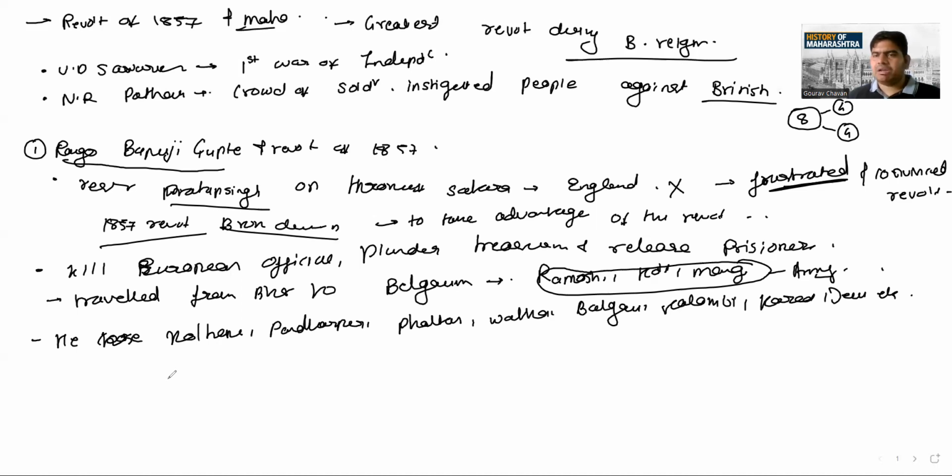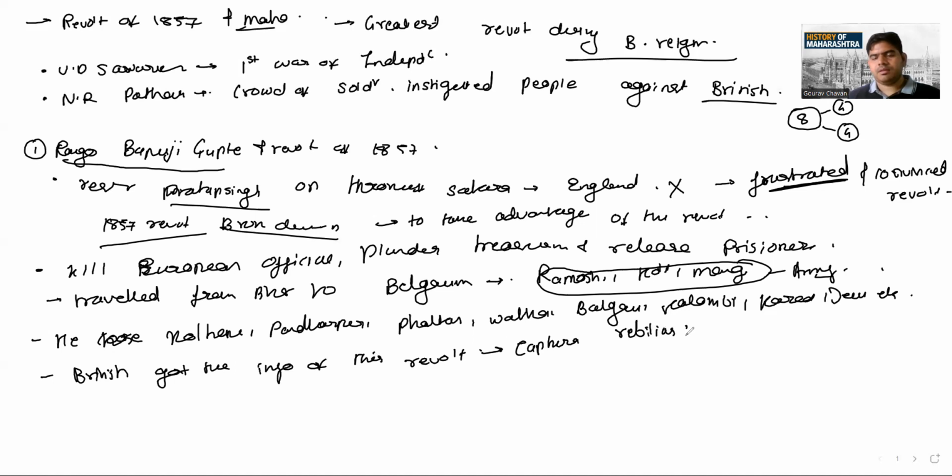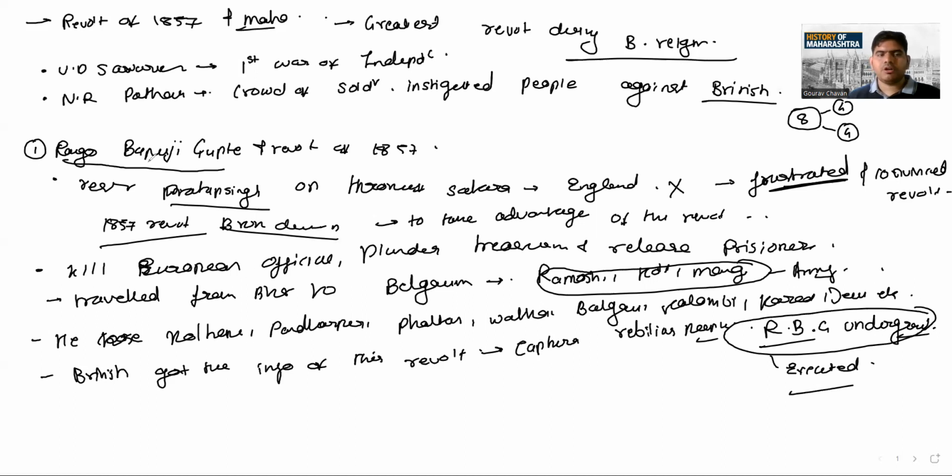But he was very ambitious, highly motivated and driven. These plans were leaked to the British. The British got the information of this particular revolt, and they captured the rebellious people. When Rango Bapuji Gupte got to know this, he went underground. Later the British got hold of him and executed him, curbing the revolt of Rango Bapuji Gupte. So the first revolt in Maharashtra in the context of 1857 was the revolt of Rango Bapuji Gupte, and these were the highlights.